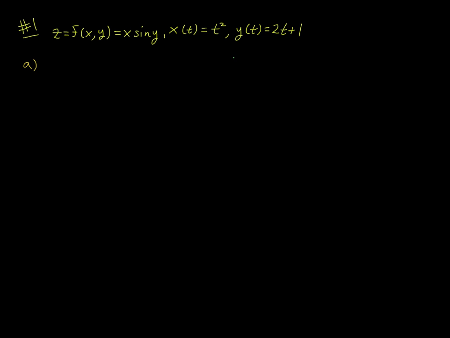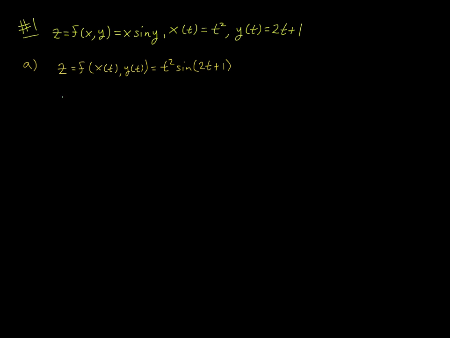Okay, so part A says, look, that chain rule thing you just talked about is great and all, but really all we need to do is plug in t squared for x and 2t plus 1 for y. By doing so, we're really just going to get z as a function of t alone. So here's what I'm saying: z can be written as f of x of t, comma y of t. Just substitute these in, and we're going to get t squared times the sine of 2t plus 1.